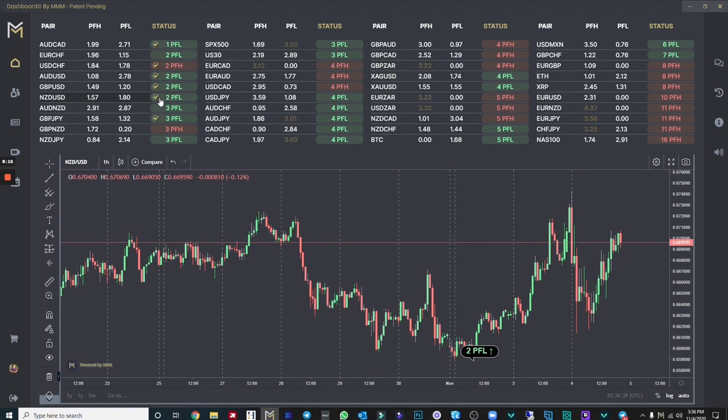You know it's a new trend because of the gold check mark. So when you click on NZD USD, the first thing you see is peak formation low right here, which means the bullish market just started right here. So that's rule number one. We just identified that we are in a bullish market.